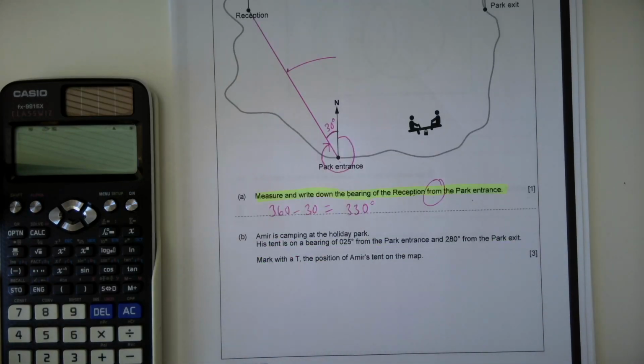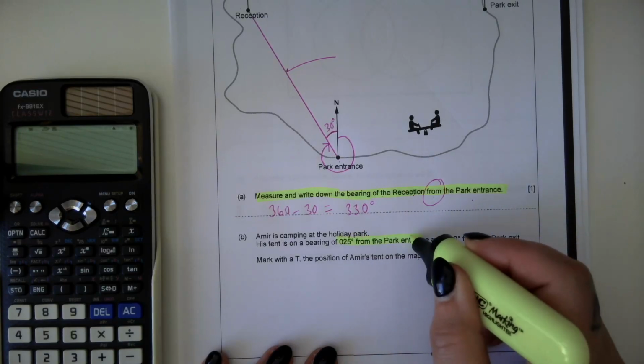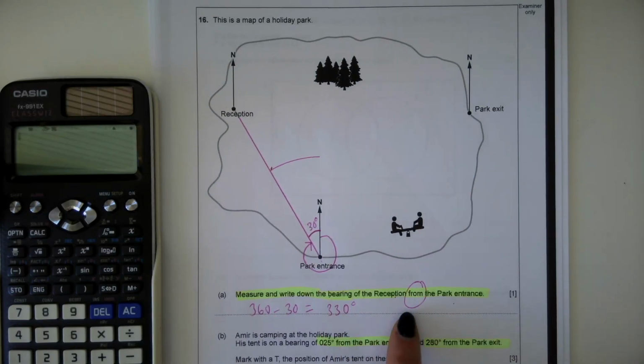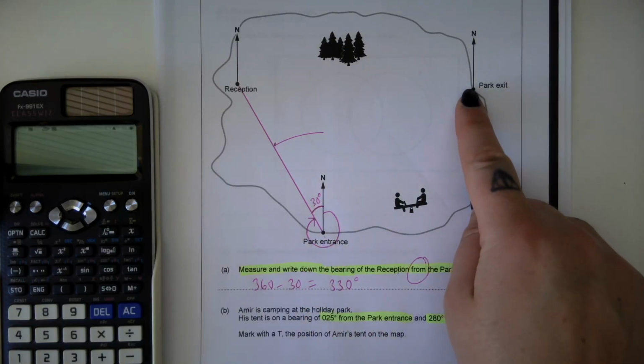Part B. Amir is camping at the holiday park. His tent is on a bearing of 025 degrees from the park entrance and 280 degrees from the park exit. So we want a 25 degree angle from the park entrance and a 280 degree angle from the park exit.